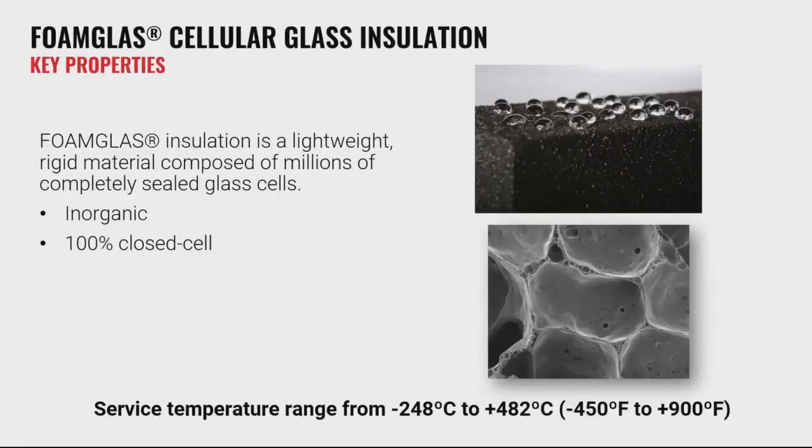Starting off, for those that may not be familiar, FOAMGLAS Cellular Glass Insulation is a lightweight, rigid material composed of millions of completely sealed glass cells. It has a wide surface temperature range from -450 degrees Fahrenheit to positive 900 degrees, and its closed cell structure and inorganic nature lend to some unique properties amongst insulation materials within the industry.